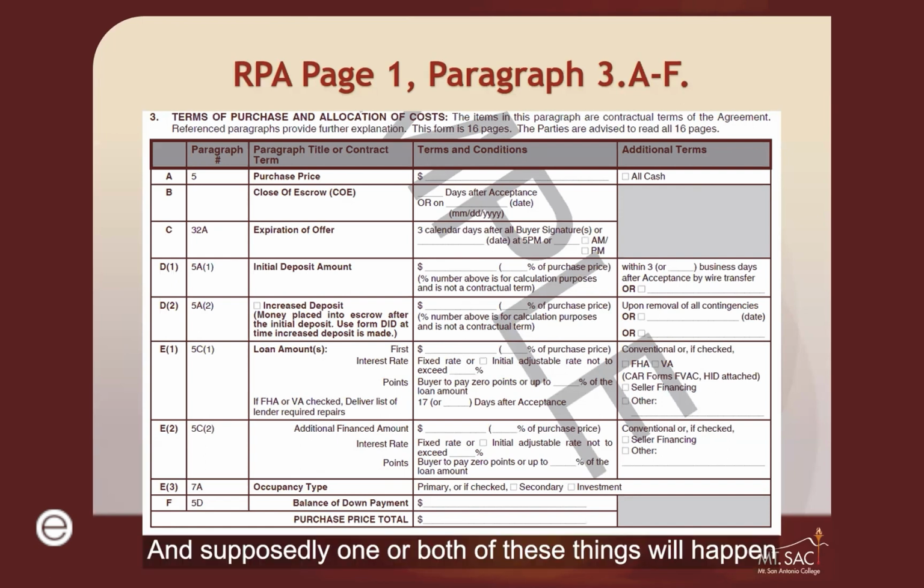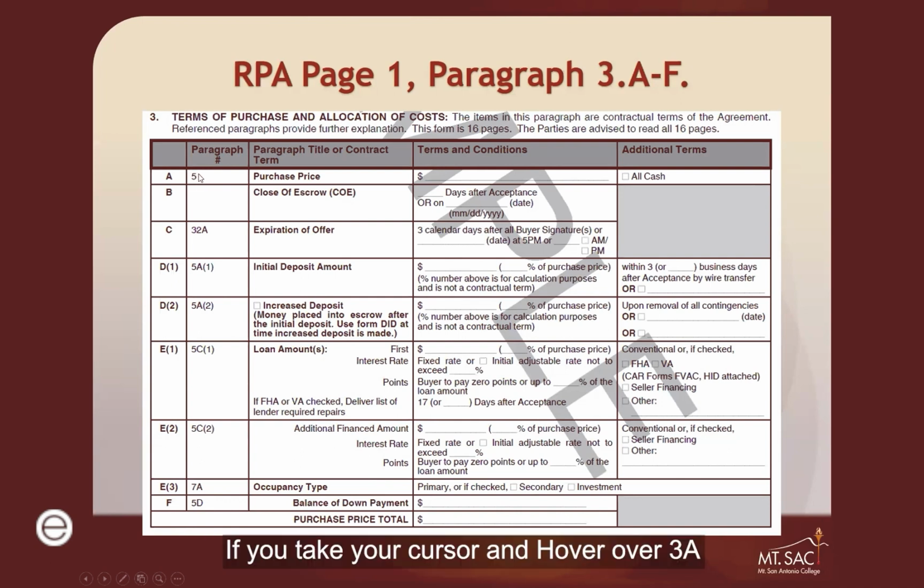So what's going to happen? And supposedly one or both of these things will happen by the time this form rolls out in mid-January. If you take your cursor and hover over paragraph 5 to the right of 3A, paragraph 5 is going to pop up on this screen. So you're actually going to see paragraph 5. Now, if you click on that paragraph 5 under 3A, it will take you to paragraph 5. And in paragraph 5, where it talks about 3A, if you click on that, it'll take you back here to 3A.